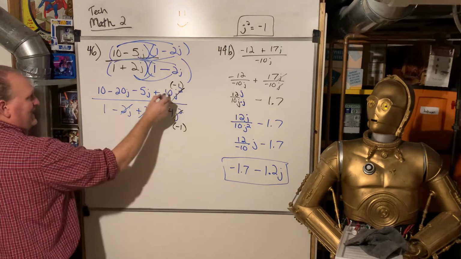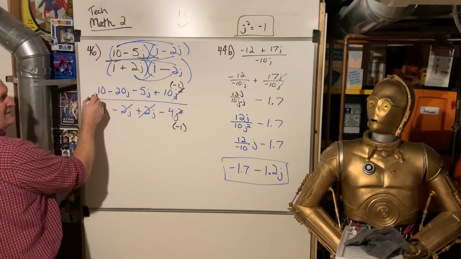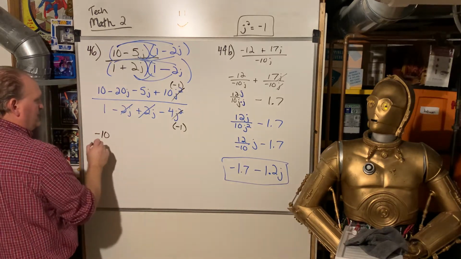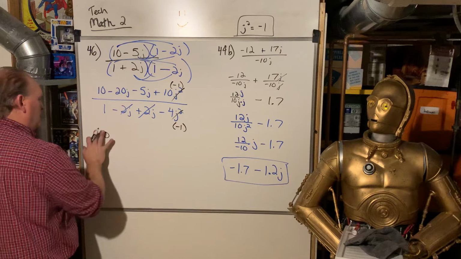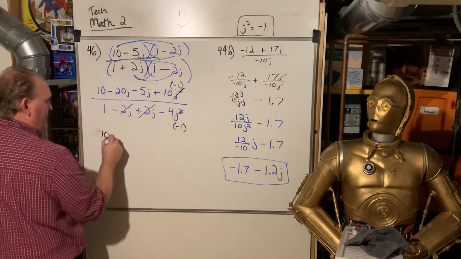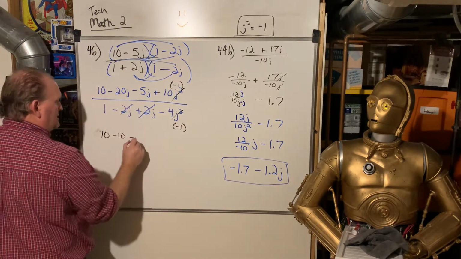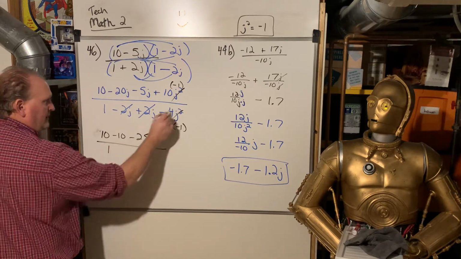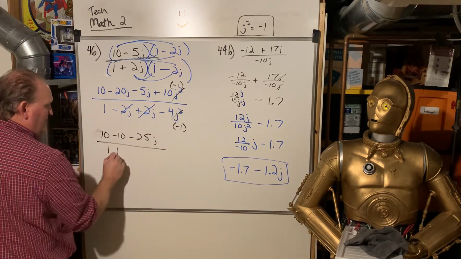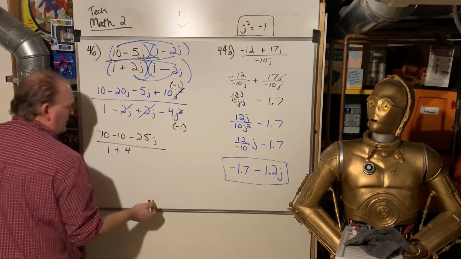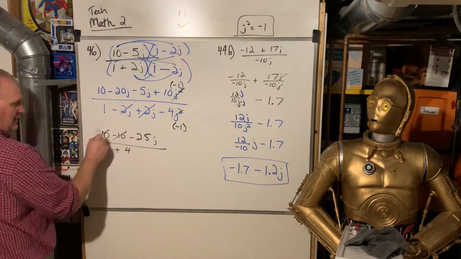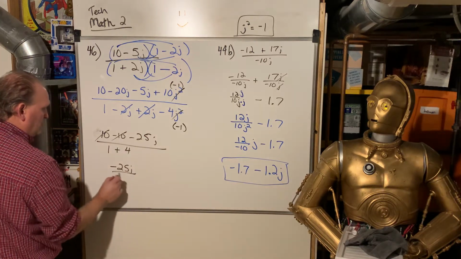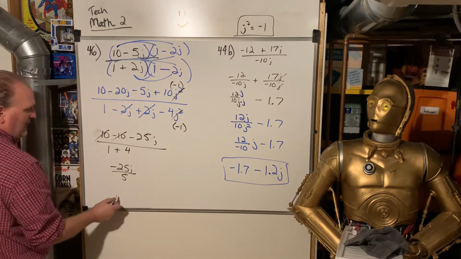So this is negative 10 and positive 10, which is 0. I'll write it down for you. Negative 10, or plus 10 minus 25j over 1. A negative times a negative is a positive 4. So look at what happens. The 10s cancel on the top. And we got negative 25j over 5, and then we can divide and reduce.